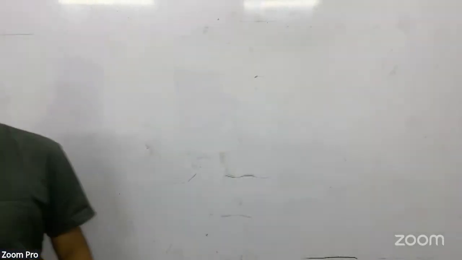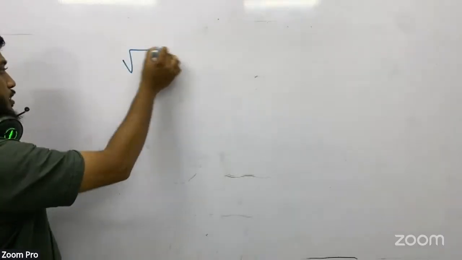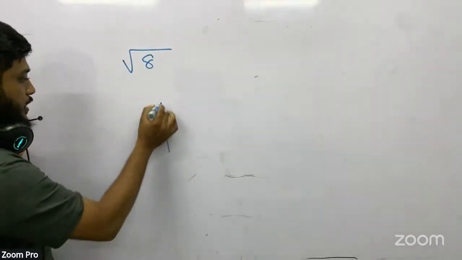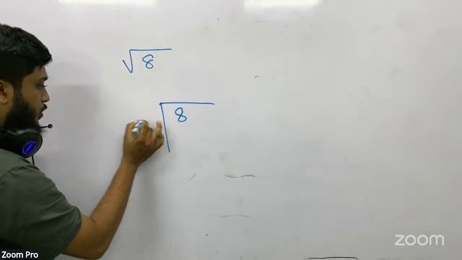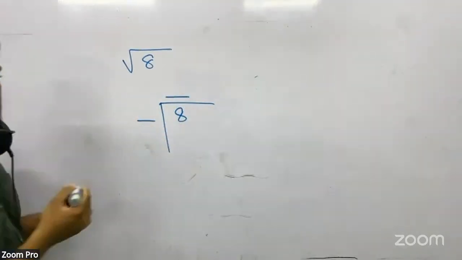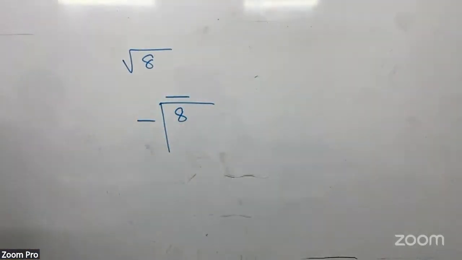Now, see the first question, what they have given: square root 8. Right. Now, I will show you how to solve this using the square root division method. Okay, I should write 8. And after that, what should I do? I have to fill a blank here and here. Hurry. Now, you guys speak. What should I do here?